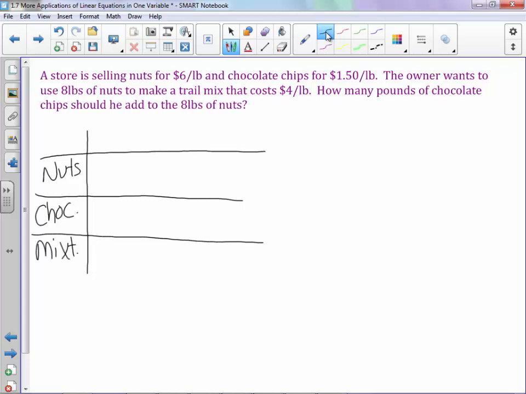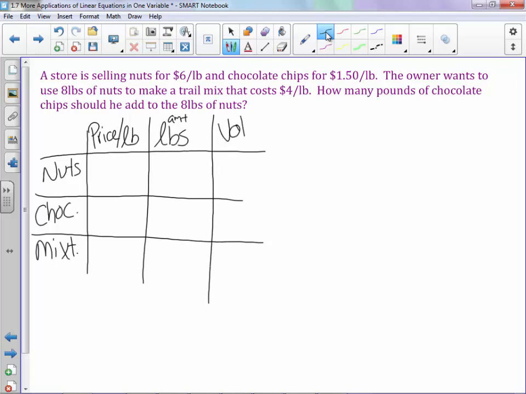Now across the top, we're going to have our price per pound, how many pounds we've got, and then this is going to be our total value. So let's look at these nuts. They sell for $6 a pound, and we know the chocolate chips are $1.50 a pound, and we want our mix to be $4 a pound. So that one's easy to fill out.